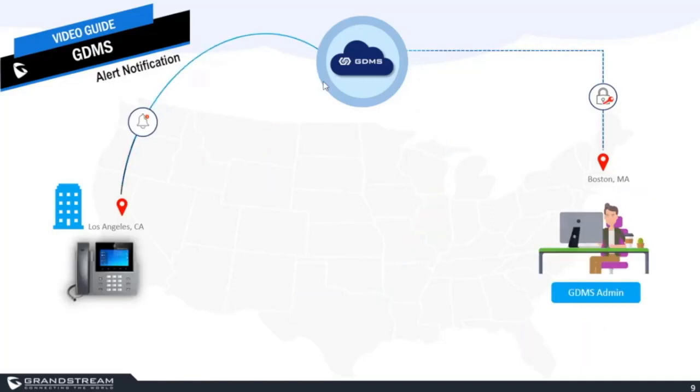GDMS has an alert system that will trigger when certain conditions are fulfilled. The alerts are displayed on the interface of the GDMS account, and they can also be set up for email notification. So when a certain event takes place on the phone, GDMS will be notified, and if there is an email set up already, GDMS will send the alert as an email notification to the GDMS account administrator.